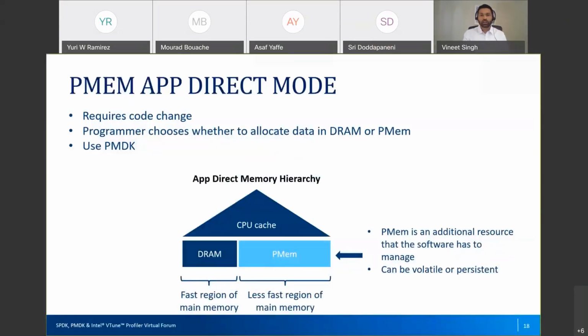So what we are doing here is your DRAM and PMM are sitting side by side. PMM is just another resource which your software needs to manage, and it can be volatile or persistent. With DRAM, you can consider that as the fast region of main memory, and PMM as the less fast region of main memory. And this does require code changes in order for you to determine where you want to put your data structures, where you want to allocate memory, in DRAM or PMM.